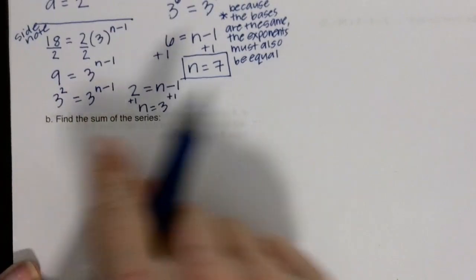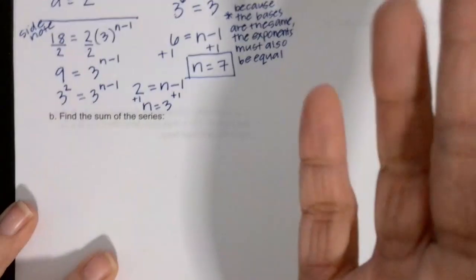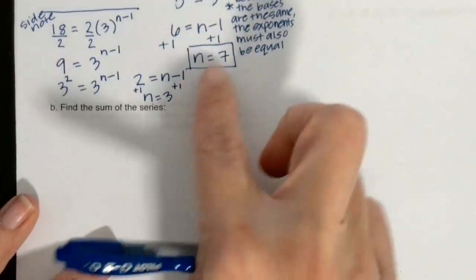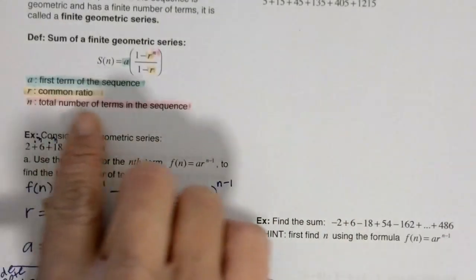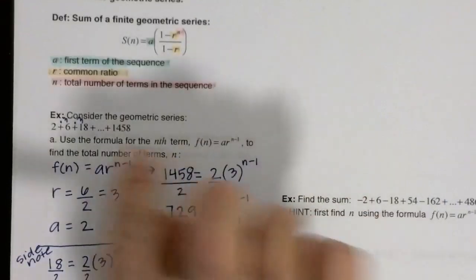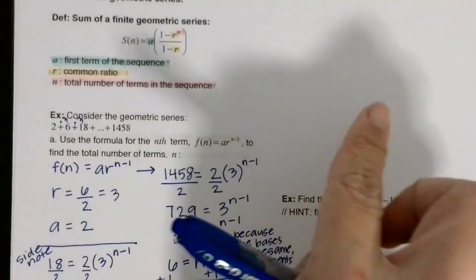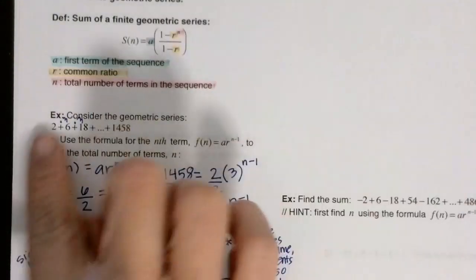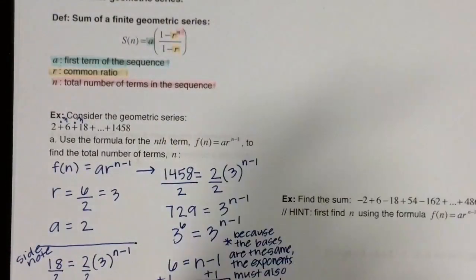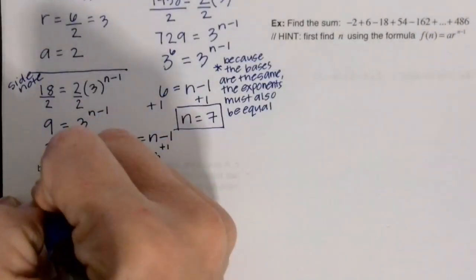Alright, so the next one says to find the sum of the series. So that's what we're doing today. The reason why we needed to know 7 is because in this formula, you need to know the total number of terms. Well, we knew the value of that last term was 1458, but we didn't know what term number it was. So now we know we're adding up 7 terms because we just found n equals 7 in part A. So we're going to write our formula.